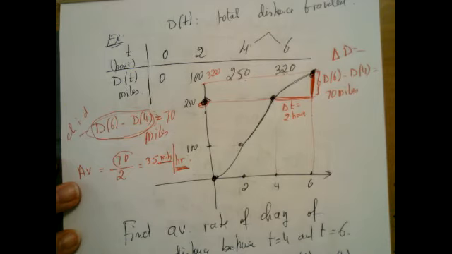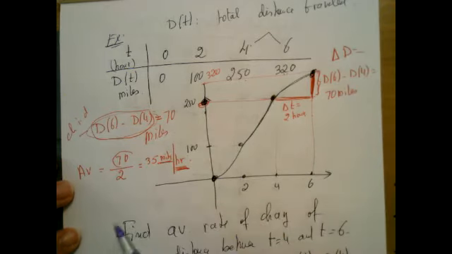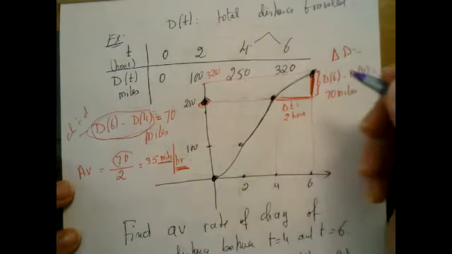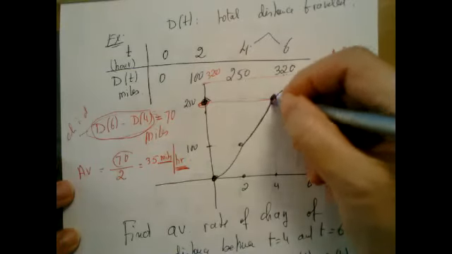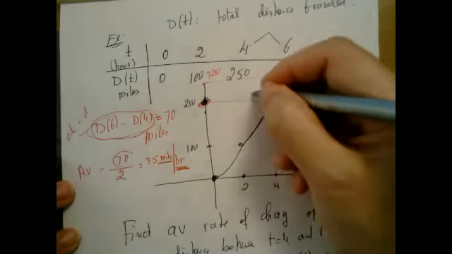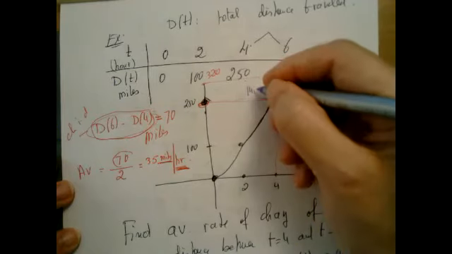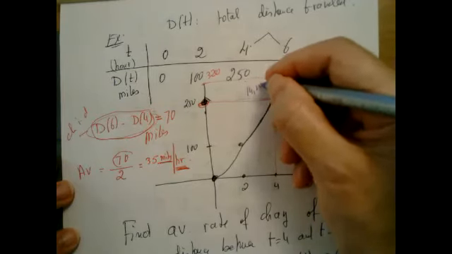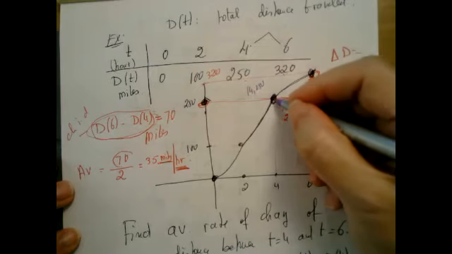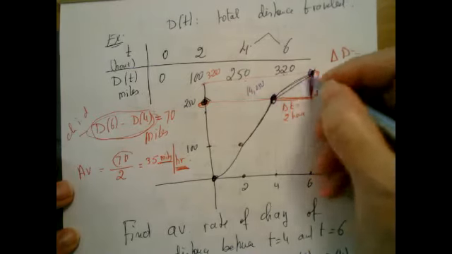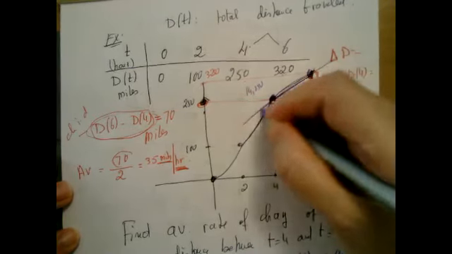And graphically, what is the 35? Graphically, the 35 is the following. If I take the line that joins the point at 4 and this one, and I draw the line between them, this line.